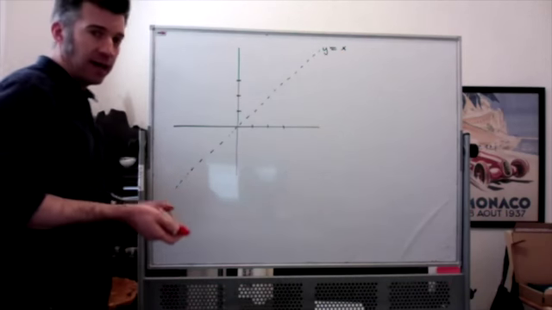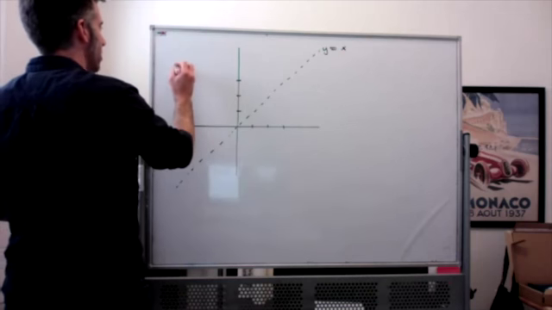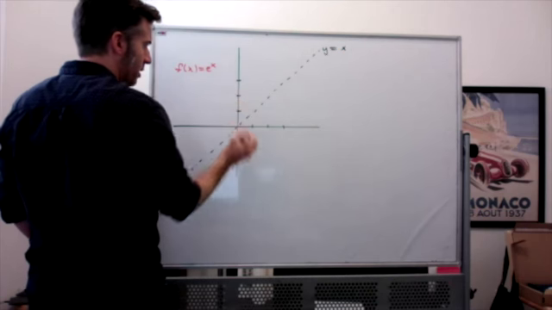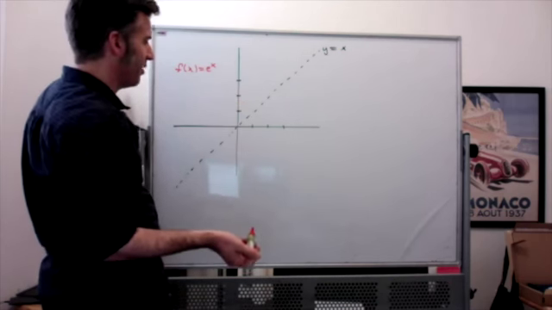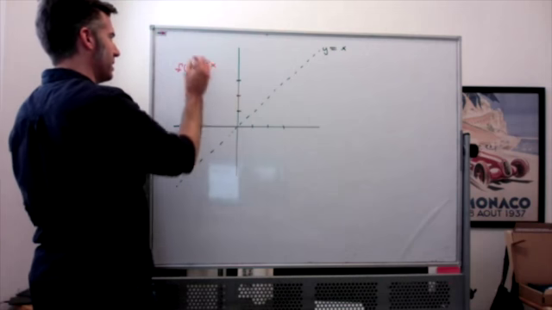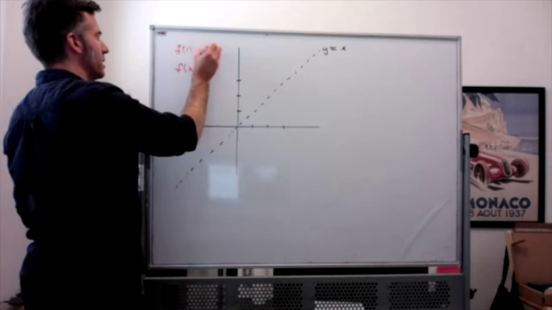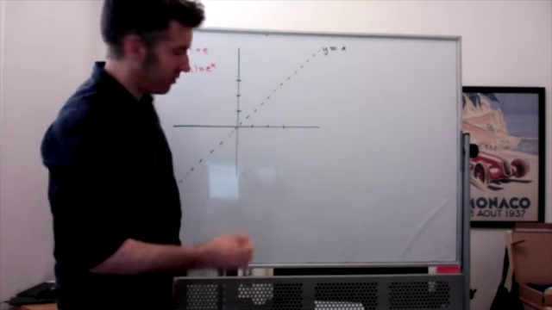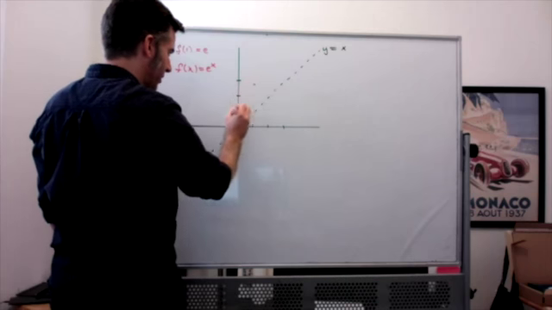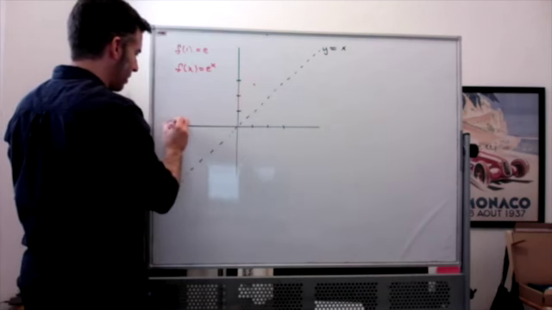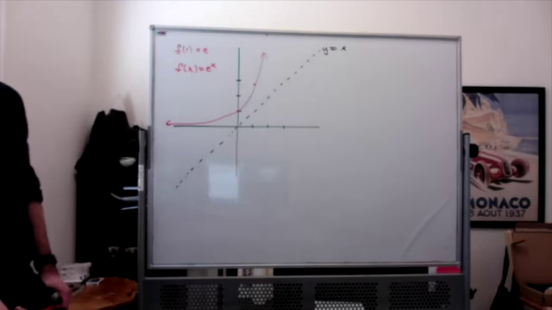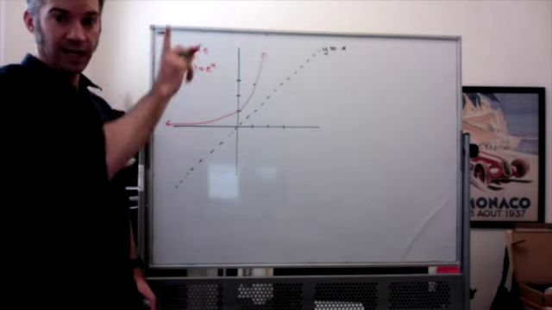So e to the x looks like your usual exponential graph. It goes to the point 0, 1. And I'm going to plot another point to make it a bit more precise. If x is 1, y is e. So f of 1 equals e to the 1, which is about 2.7. It doesn't have to be exact, but it's maybe right about there. And it has a horizontal asymptote to the left, so it's going to look kind of like this. No vertical asymptote, right? It keeps going to the right and up.